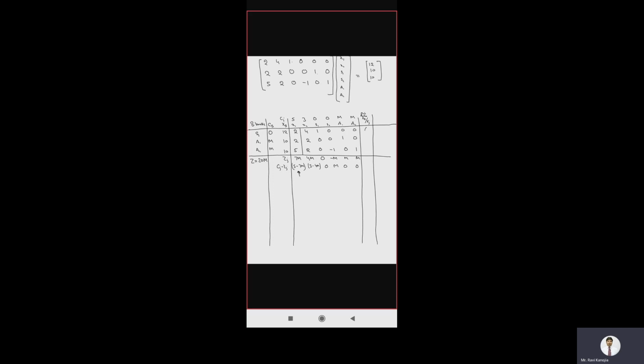Now 12 by 2 will give me 6. This will give me 5. And this will give me 2. Right? So this is the leaving variable. This is the key row. And now we need to make alterations. So the first variable remains S1. This is A1. And A2 is moved out.